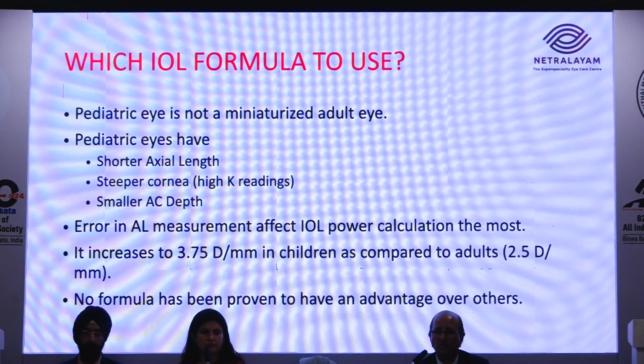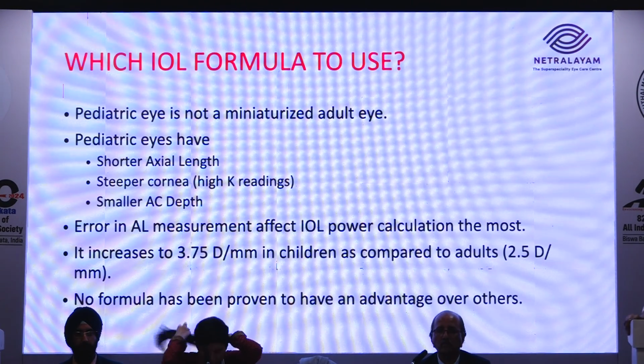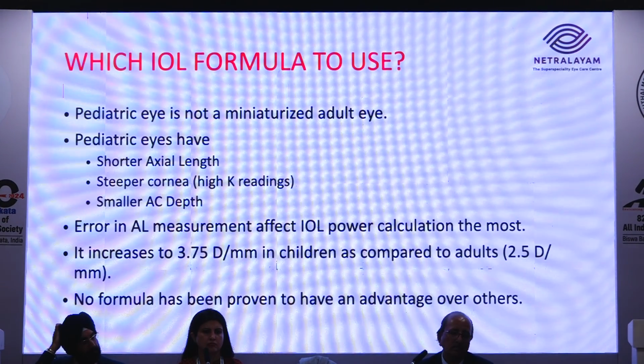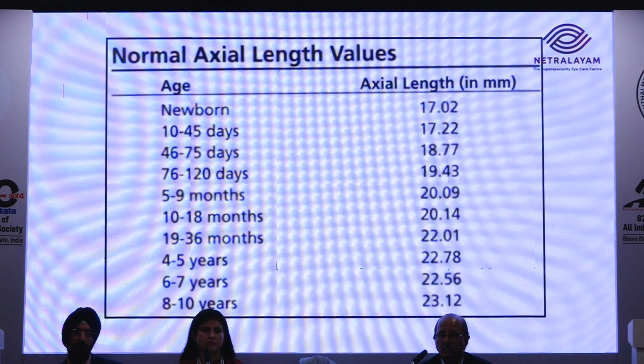Now the complicated part: what IOL formula to use, and this I think in between also we can have discussion. Like in pediatric eyes, they have a shorter axial length, steeper cornea, and smaller AC depth. So error in axial length measurement will affect IOL power more when compared to an adult eye, and as you can see here, with per millimeter the variation can be as much as 3.75 diopters when compared to an adult eye of 2.5 diopter per millimeter. No formula has proven advantage, but again we'll discuss that in the coming slides.